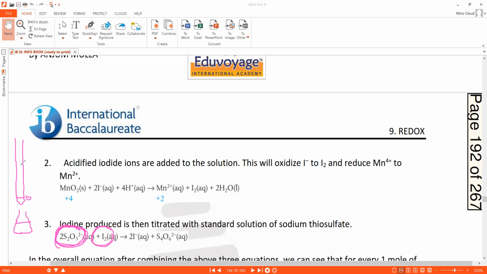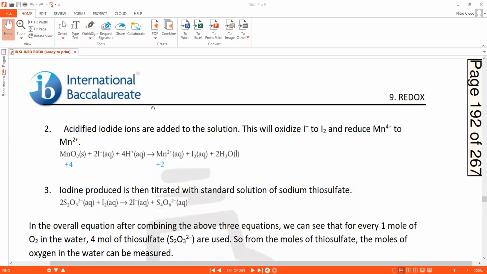You can get that from the burette reading. This is the volume of thiosulfate used, and the concentration of thiosulfate is already known because it's a standard solution. So from the volume of thiosulfate, S2O3 2-, and its concentration, you come to know the number of moles of thiosulfate used. Now, assume that the number of moles of thiosulfate is 4 moles.